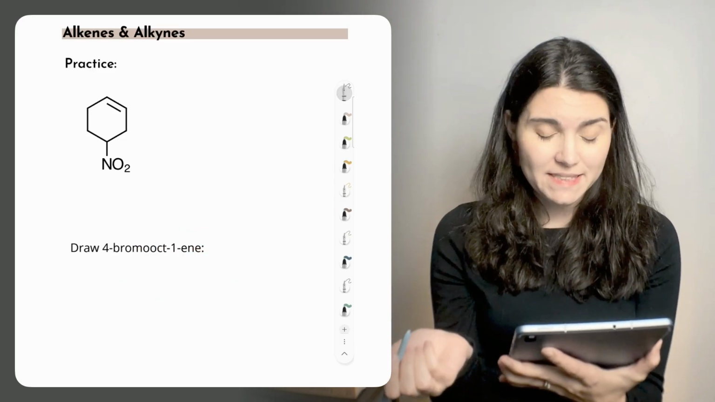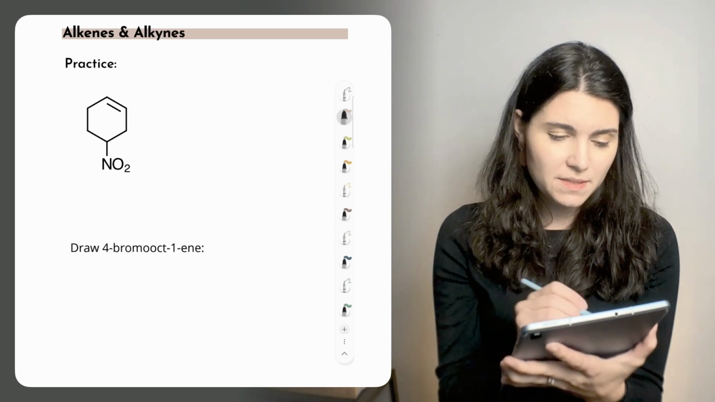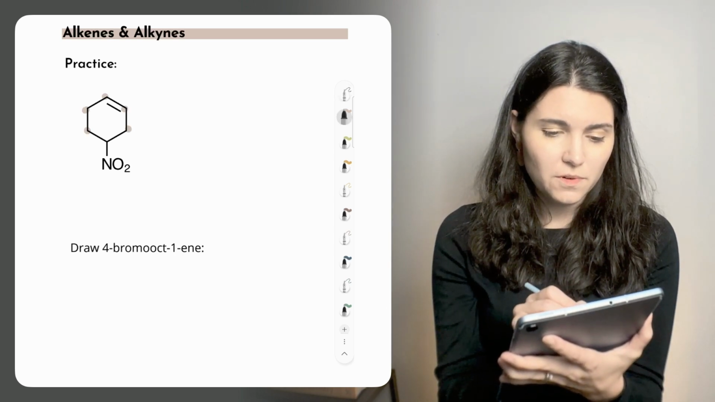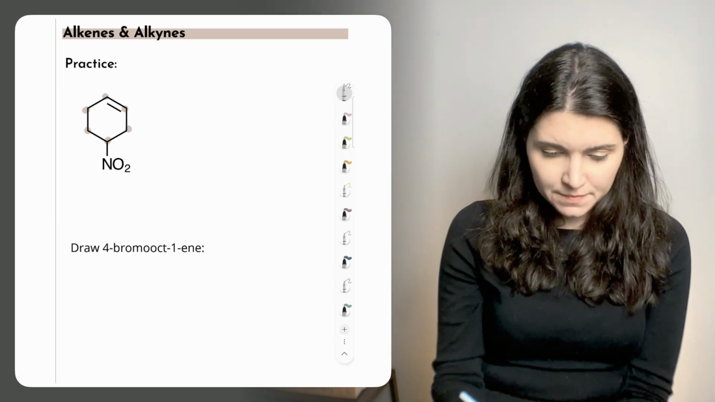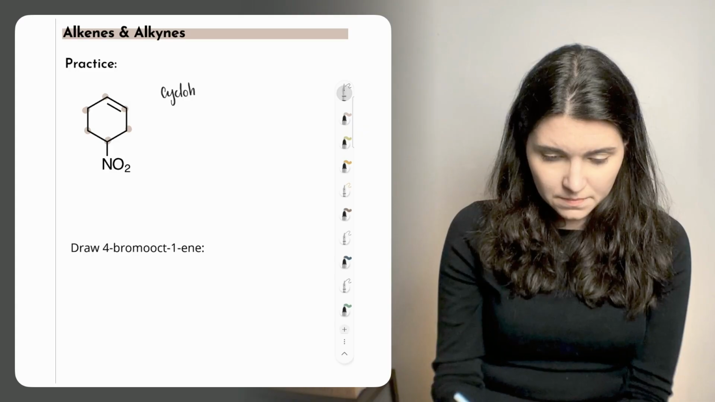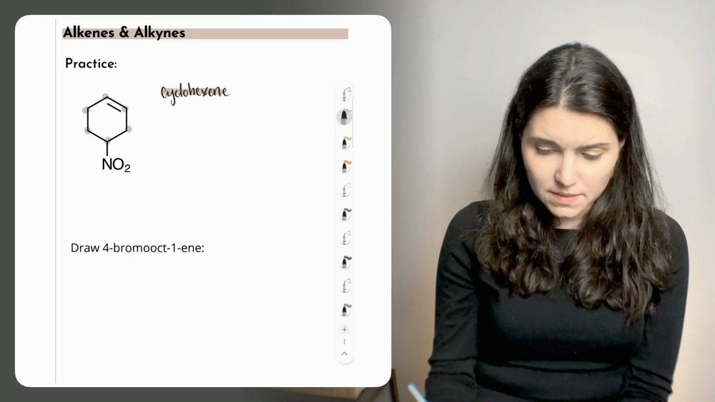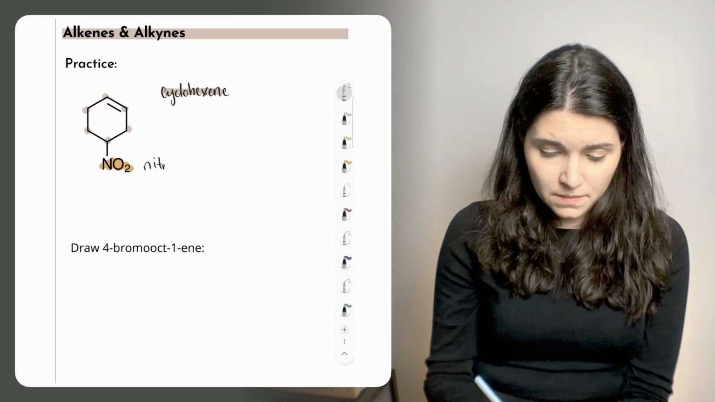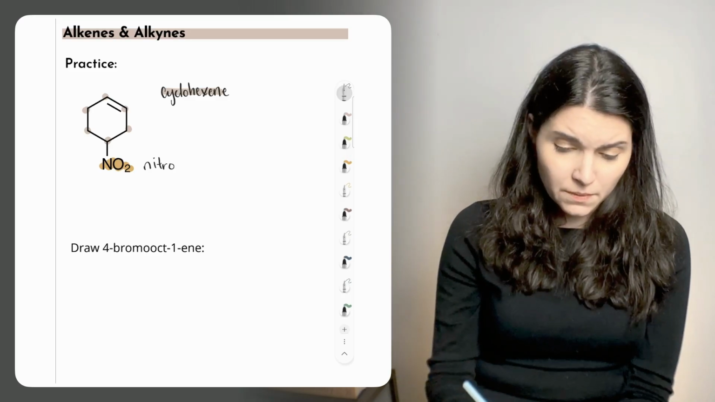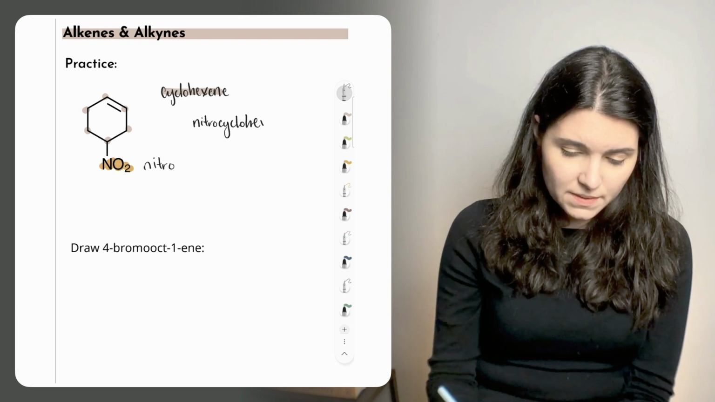We haven't done any rings yet in this section, so I'm going to talk about rings a little bit, but first we can just count the carbons. This is a 1, 2, 3, 4, 5, 6 membered ring, so this is a cyclohexene. Okay, and we are going to look for substituents, and we have a nitro group here. Nitro, so we're going to have nitro cyclohexene.